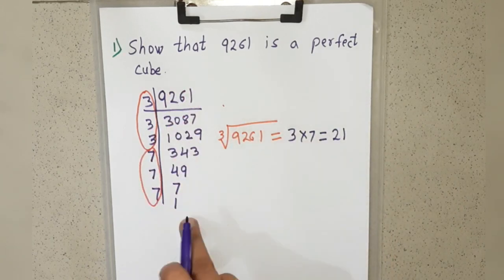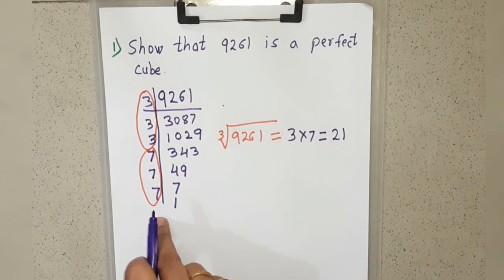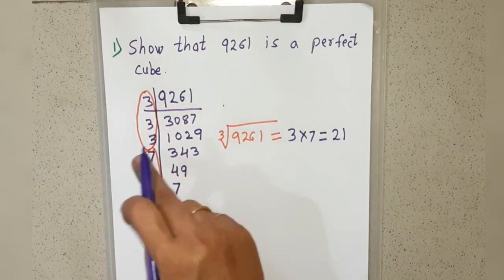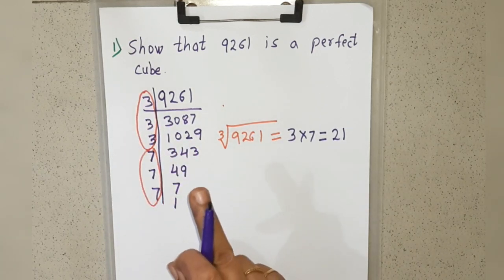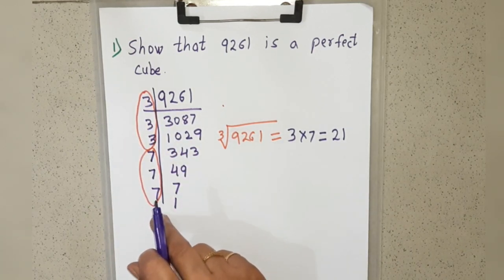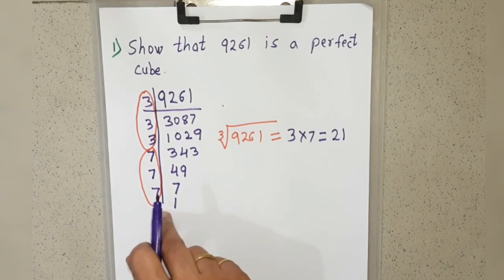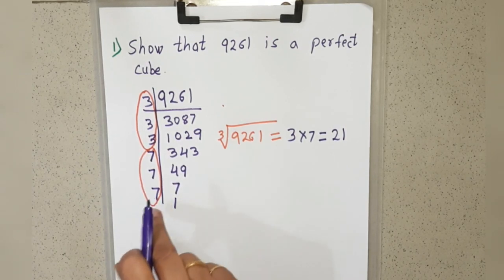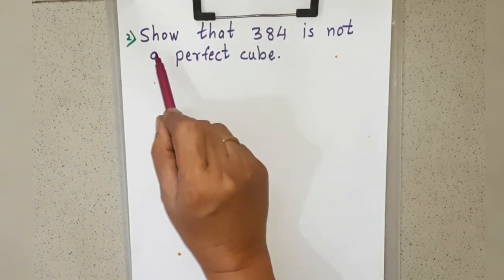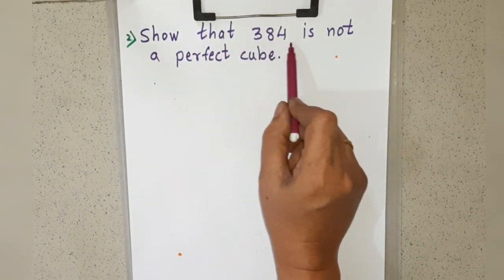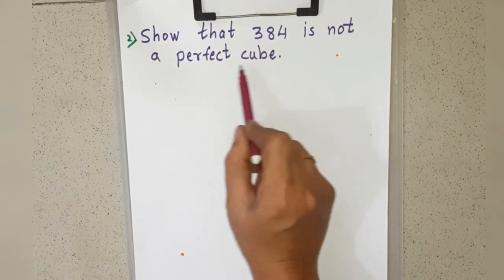We did the prime factorization of a number. We obtained that the primes were always occurring in a triplet. They were occurring in groups of 3. Whenever the primes are occurring in groups of 3, we say that the given number is a perfect cube. Now the second question we will check: show that 384 is not a perfect cube.